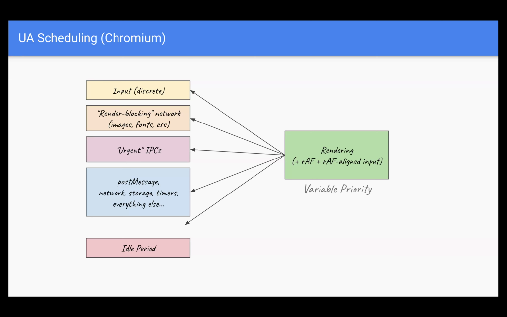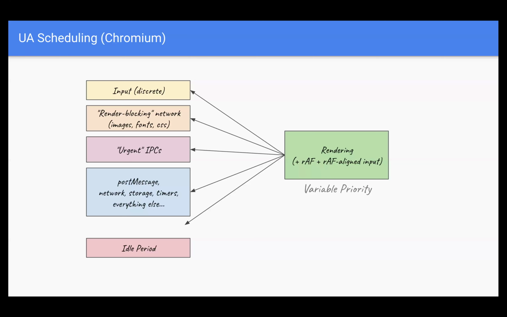I'll explain all the arrows on the right in a minute, but discrete input, like clicks, typing, runs out of an input task queue that we have, and we always run that at the highest priority. It's essential for optimizing INP.